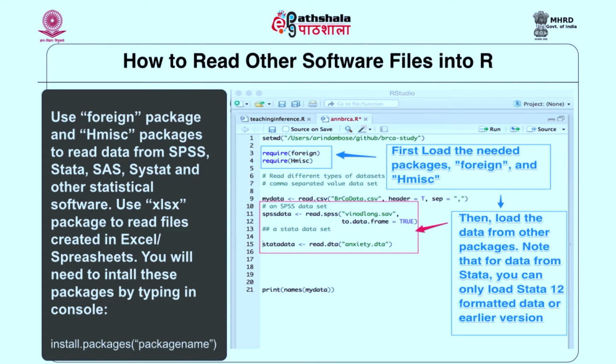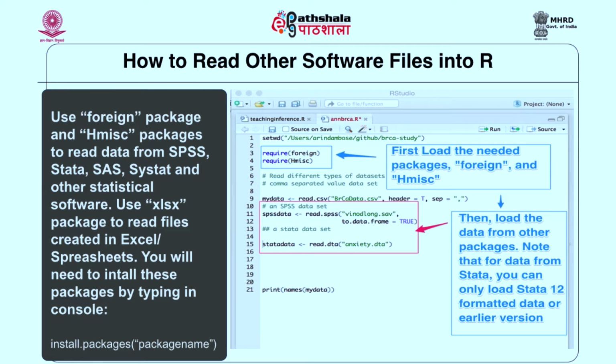In addition to comma separated value files, which is a very versatile and very useful format of writing R files, you can also read other software files into R, because many people do their work in SAS or SPSS or Stata and other software. In order to do that, you will need to use a package. One such package is known as the foreign package, F-O-R-E-I-G-N, the foreign package. You can also use another package known as the Hmisc package, and these packages were specially written for this particular purpose.